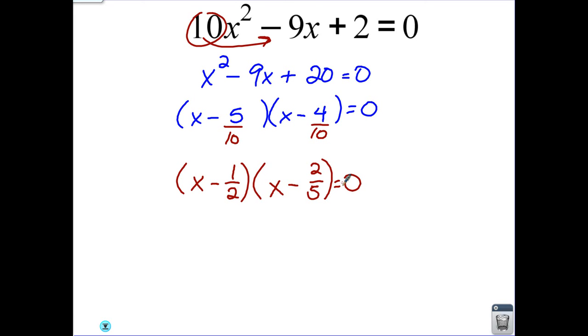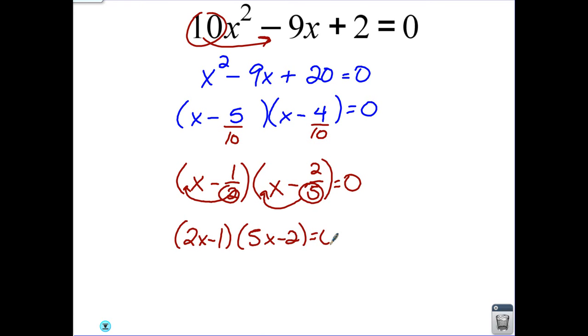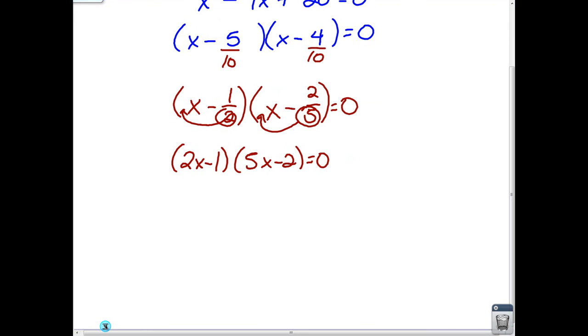Now that we've got them reduced, now this is the whole reason it gets its name bottoms up. Whatever's on bottom, move it up front. The 2 moves up. The 5 moves up. Now we're ready to solve. If 2 things multiply to give you 0, then one or the other is 0.